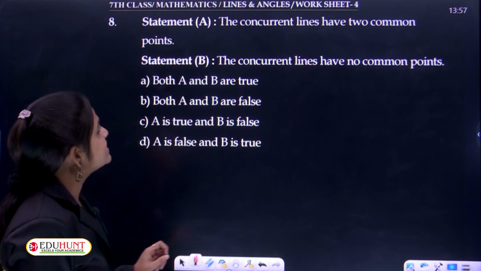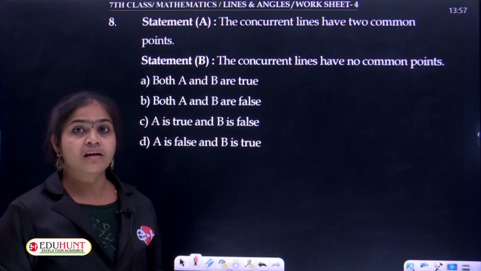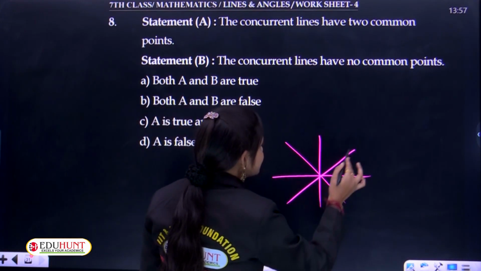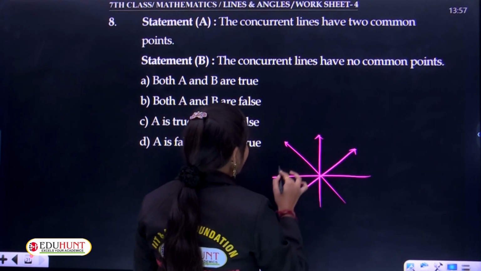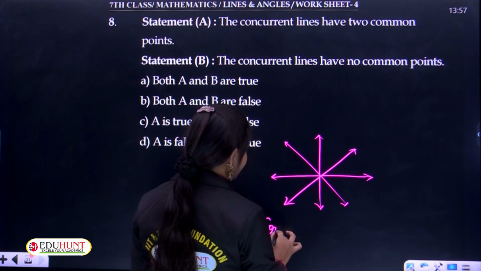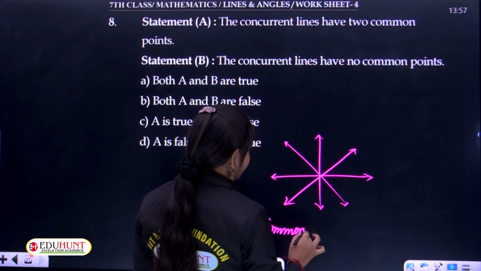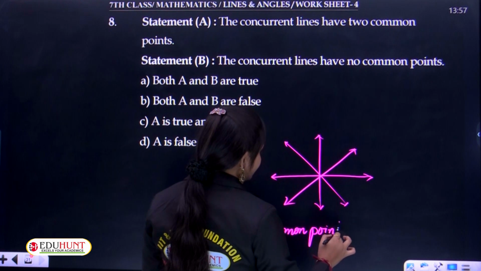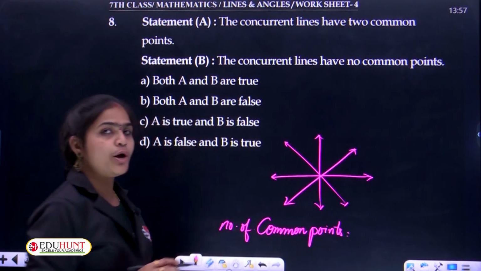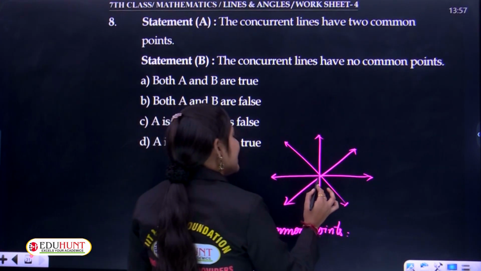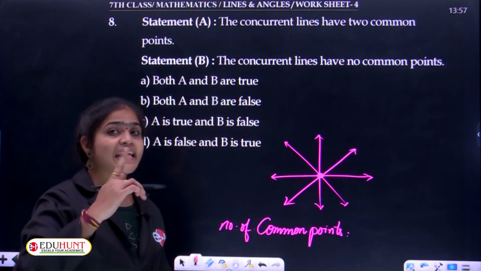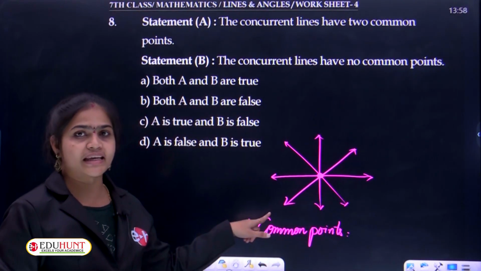Next, eighth one, statement A. The concurrent lines have two common points. Concurrent lines having 2 points. Is it correct, ma? Concurrent lines means these lines only, no? How many common points are there? Number of common points. How many common points are there, ma? Infinitely many lines pass through the same point. That is the definition of concurrent lines, right?